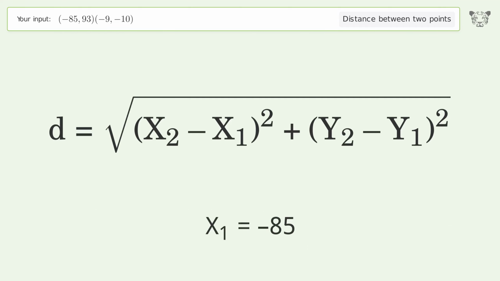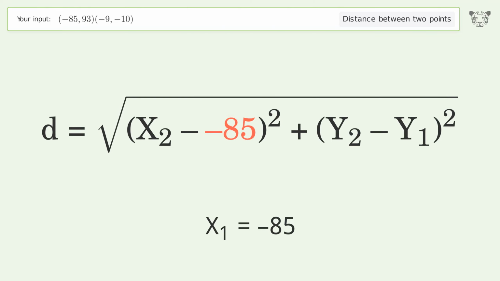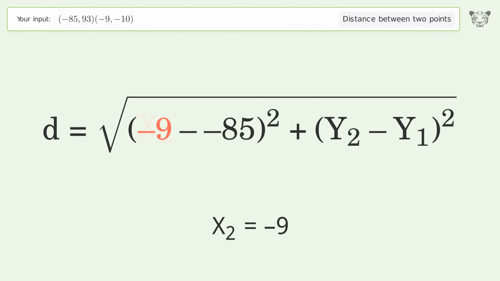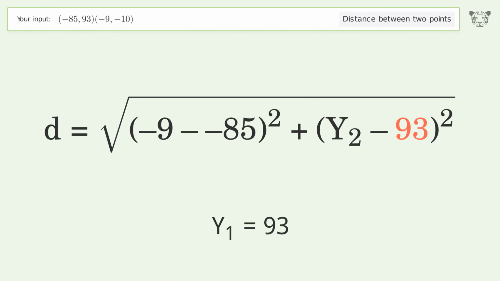x1 equals -85. x2 equals -9. y1 equals 93. y2 equals -10.